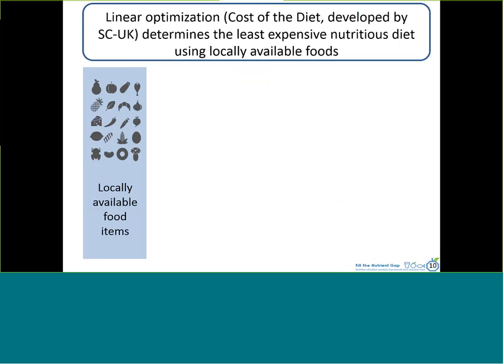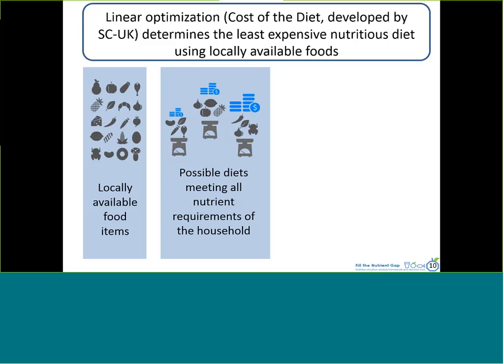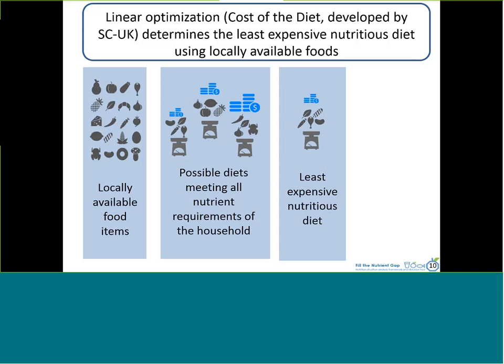Cost of the diet is a software that's been developed by Save the Children. And we use it to determine the least expensive combination of nutritious foods that can meet nutrient requirements based on the local foods. So it starts with which foods are locally available, with a listing of that, and with their prices. And then the linear programming tool will make selections of foods that meet the nutrient requirements of a household, and we then specify who the household members are.